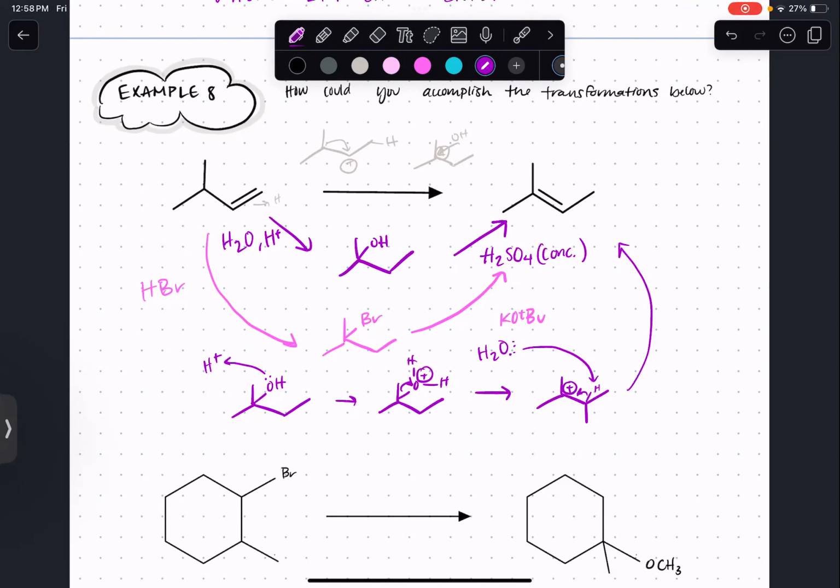Potassium tert-butoxide can work for the first way. No, so potassium tert-butoxide wouldn't work for this step here because this OH is a really bad leaving group. And in order for that to work, it has to be a good leaving group. So that's the benefit of using this sulfuric acid, is that it makes the OH a good leaving group.